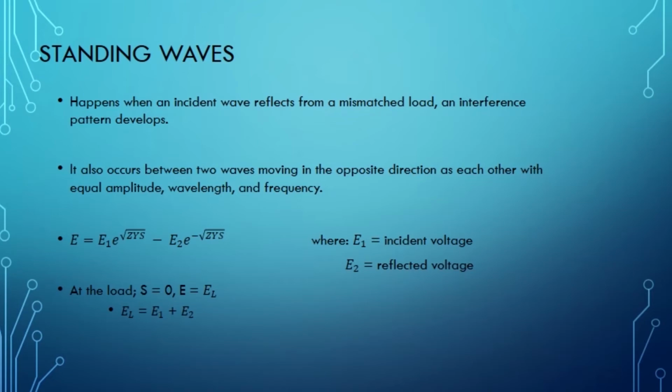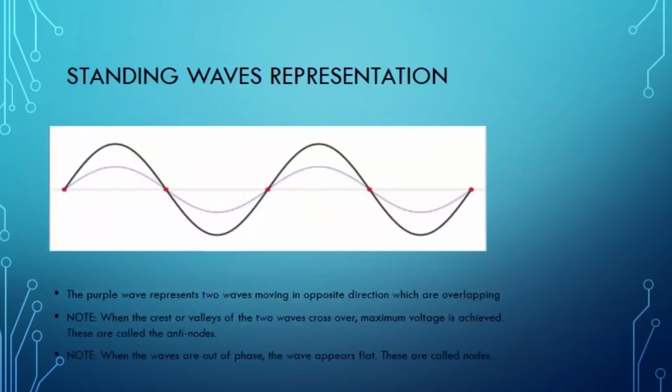So the formula is, as you can see here, where E1 is the incident voltage and E2 is the reflected voltage, computed with e raised to gamma S. At the load, at S, or distance equal to 0, the voltage is equal to EL, where EL is the sum of the incident and the reflected voltage, or you can see here E1 and E2. So this is the standing wave representation, and also take note that the purple wave represents two waves moving in the opposite direction which are overlapping.